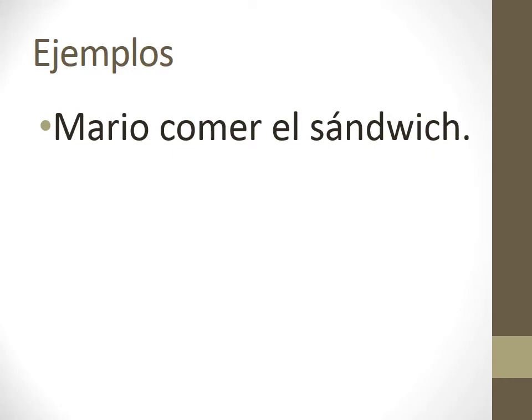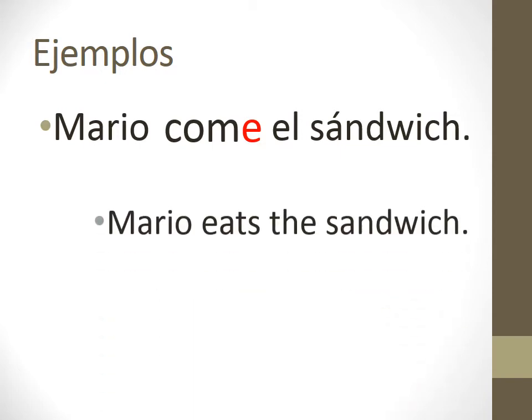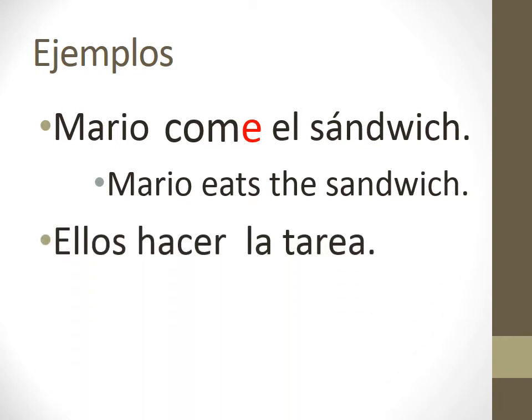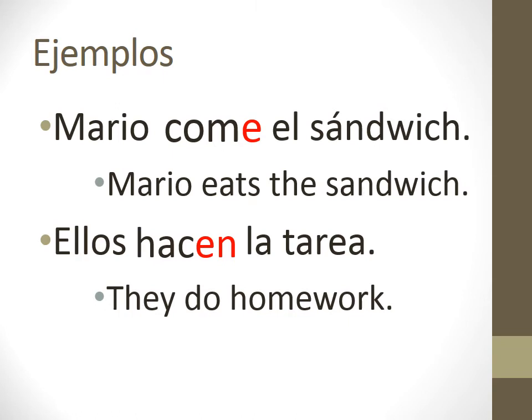Ejemplos. Mario come el sándwich. Drop off the ER from comer to make it come, because Mario is one boy. Mario eats the sandwich. Notice that comer is conjugated for Mario, él. Ellos hacen la tarea. Again, we want to drop off the ending and change it to hacen for ellos. They do the homework.